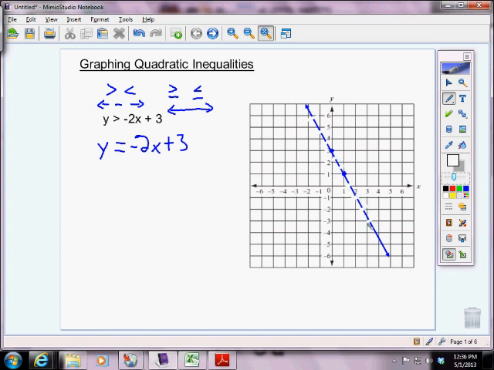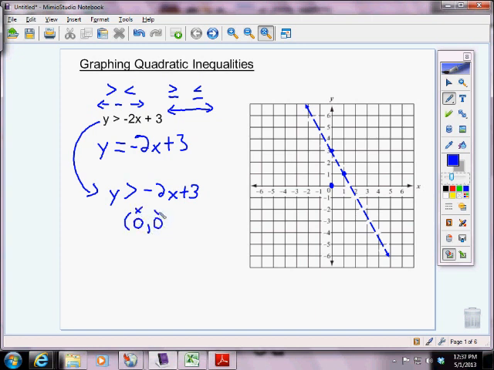Now, we're not done there because we've graphed the line, but it's an inequality. So we need to shade one side or the other. The way we do that is to focus on our inequality. We're saying y is greater than negative 2x plus 3. So you pick any point not on the line. I like to use the point 0, 0.